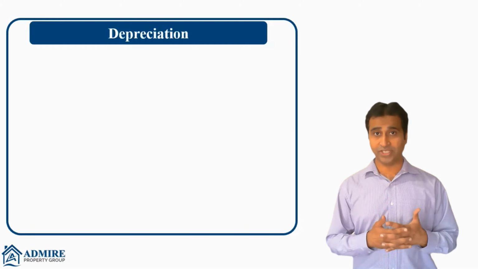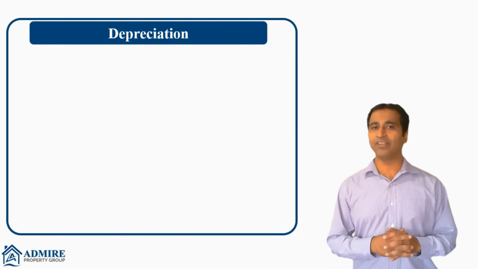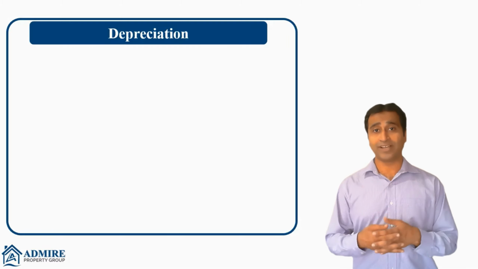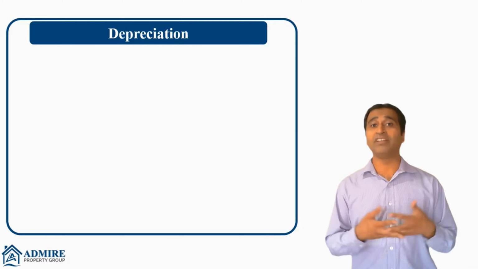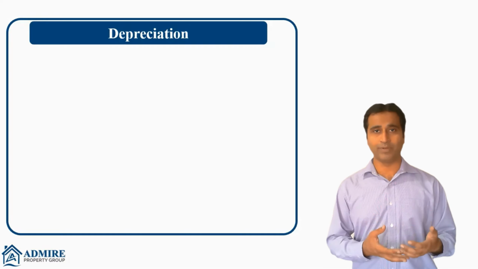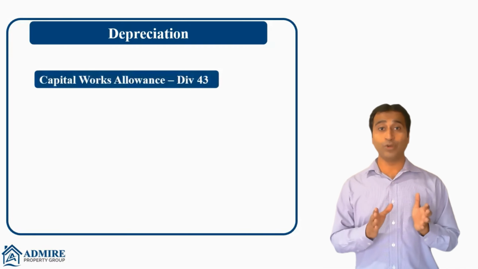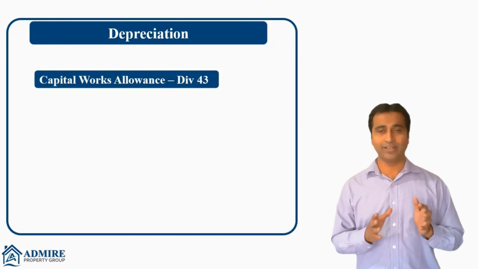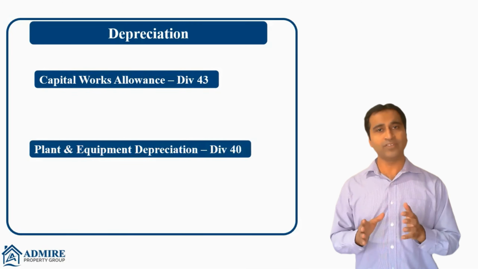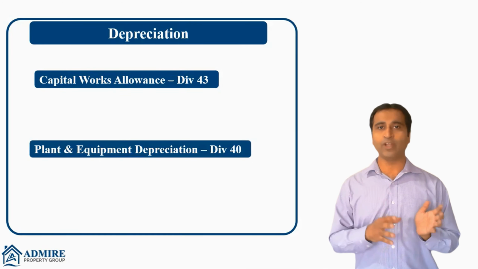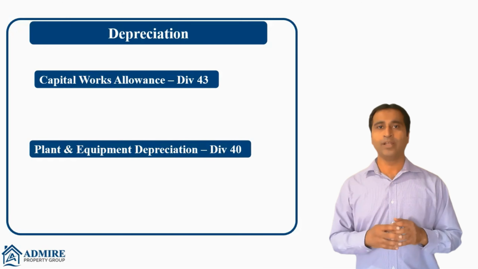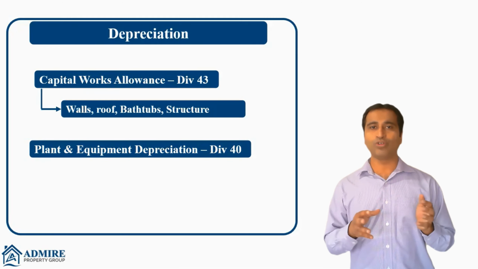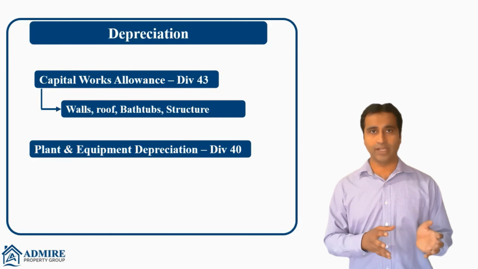Coming to depreciation. Depreciation refers to the decrease in the value of the property because of wear and tear over time and because of the decreasing usefulness of the items in the property. Depreciation falls into two main categories. The first one is capital works allowance, and the second one is plant and equipment depreciation. Capital works allowance is also known as Division 43.